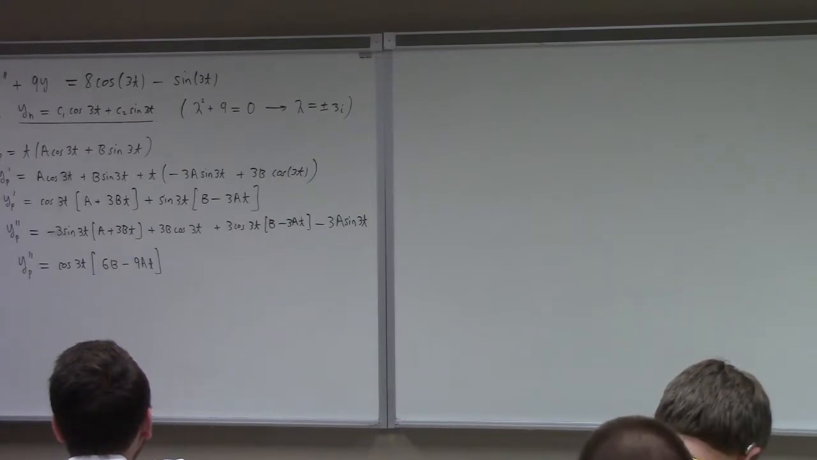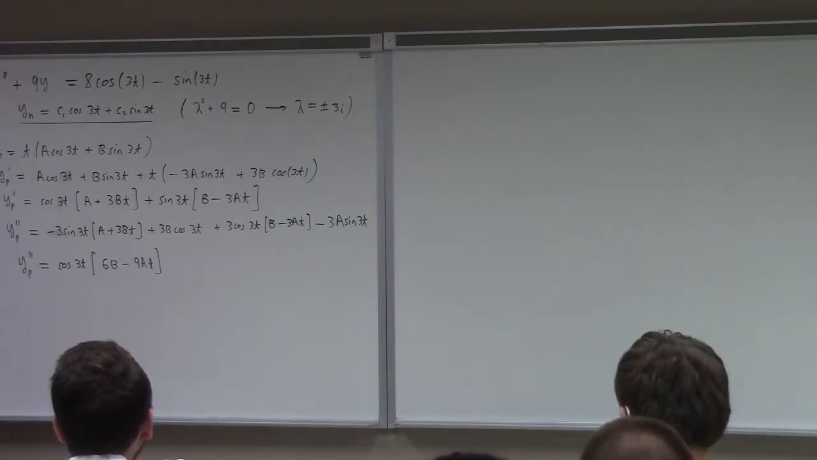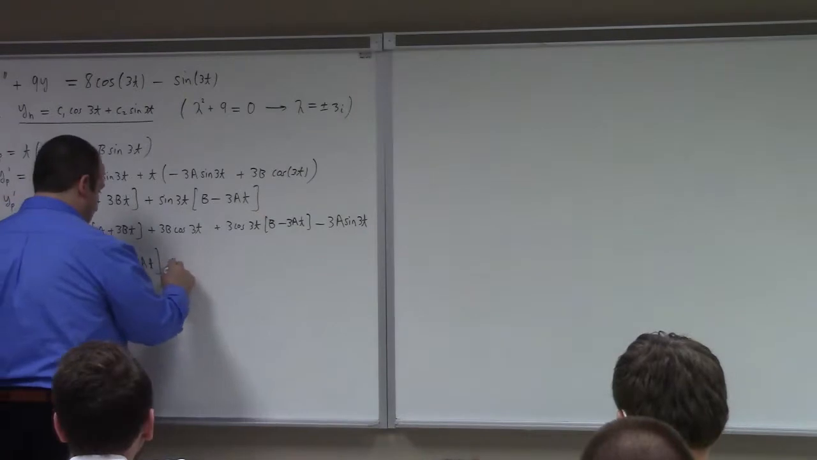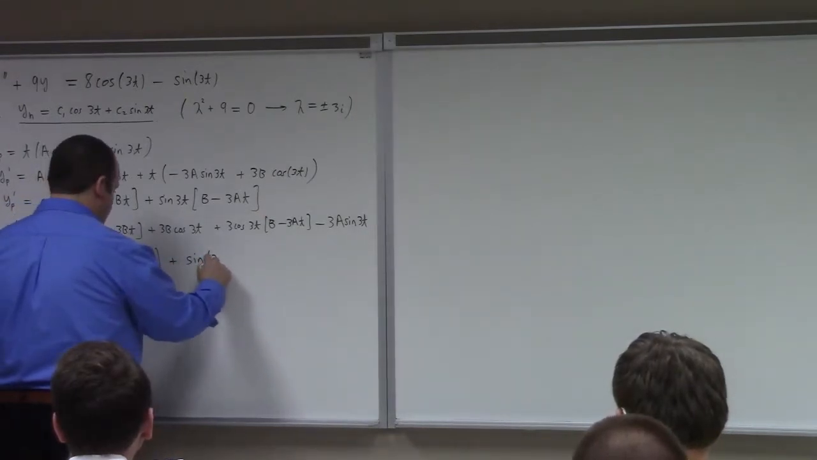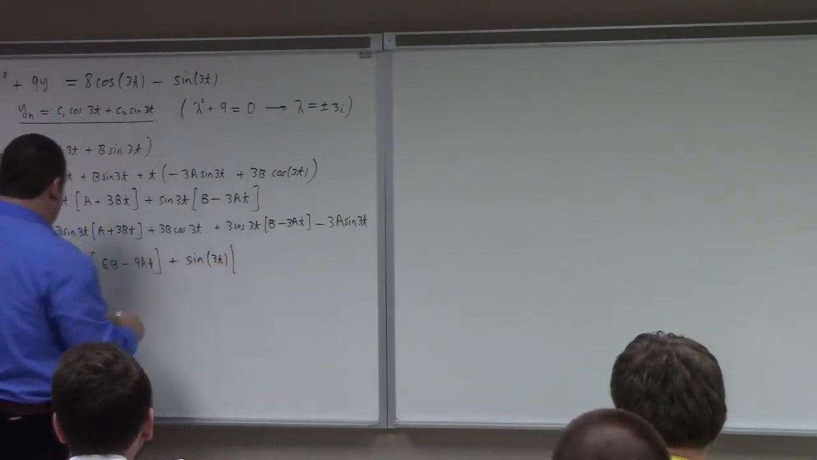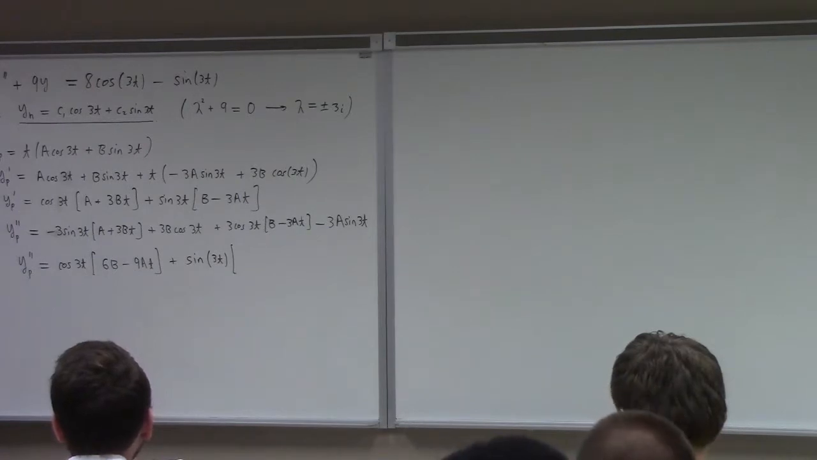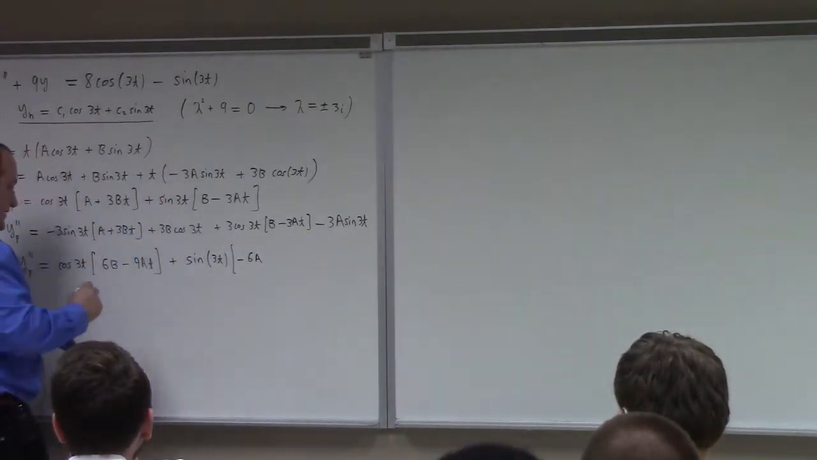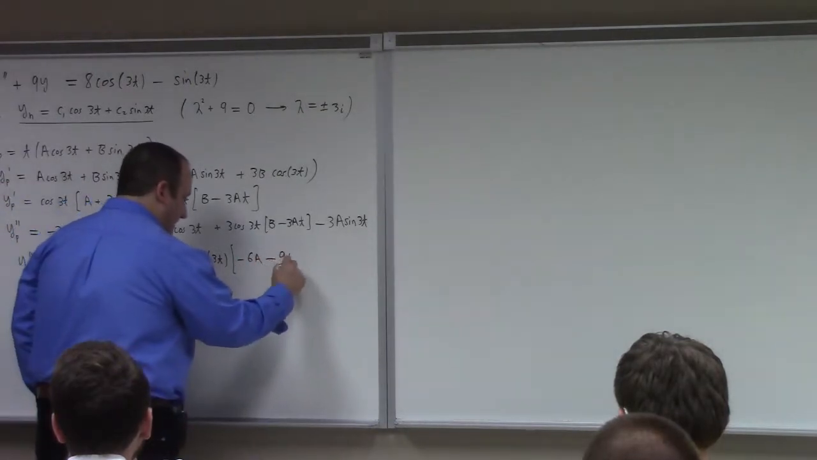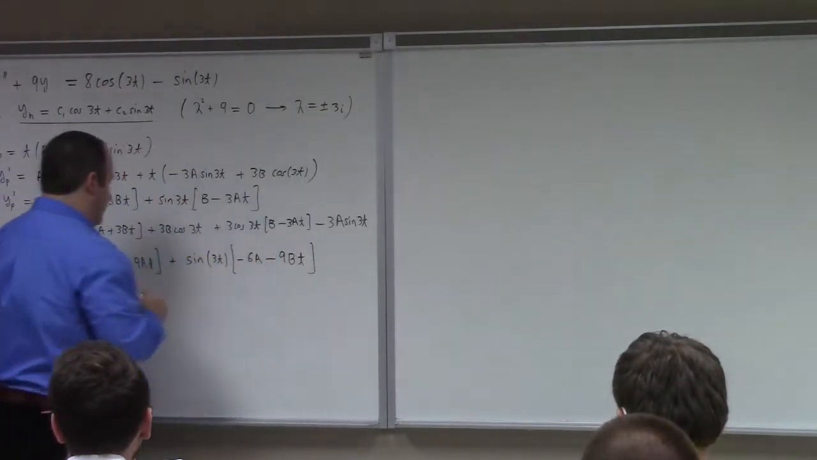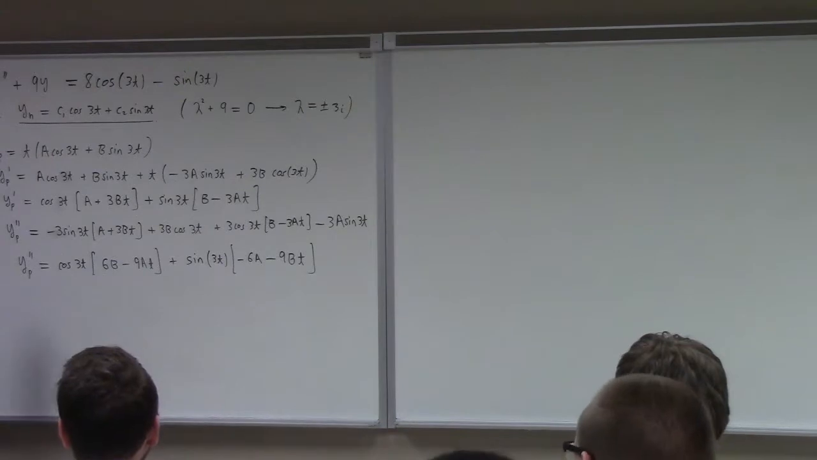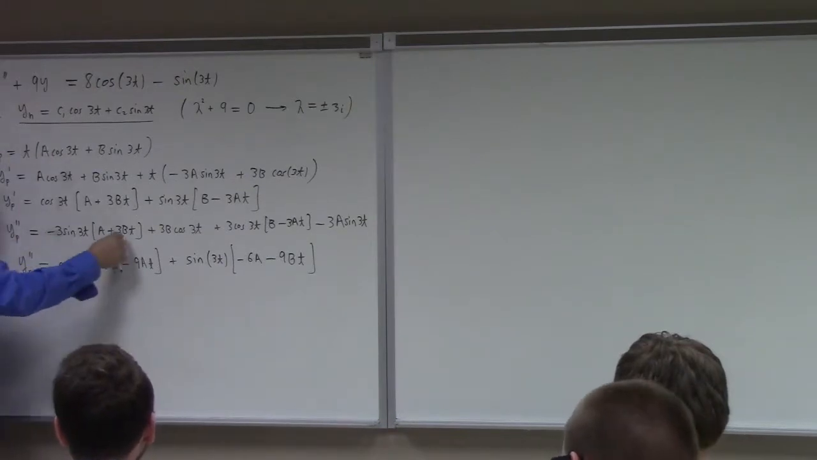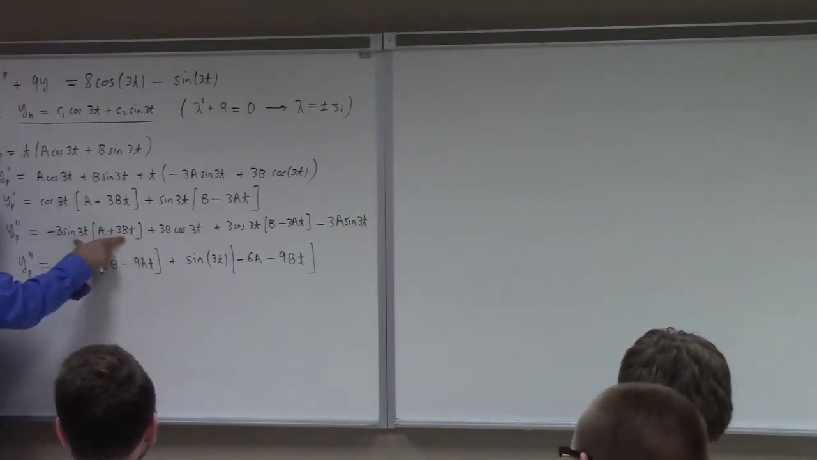So I collect together all my cosine 3t terms. Now my sine 3t terms, what I got there, sine 3t. Let's see here. I've got, I think, minus 6a, and I believe minus 9bt. See, because this minus 3 times this minus 3b gives me minus 9bt.